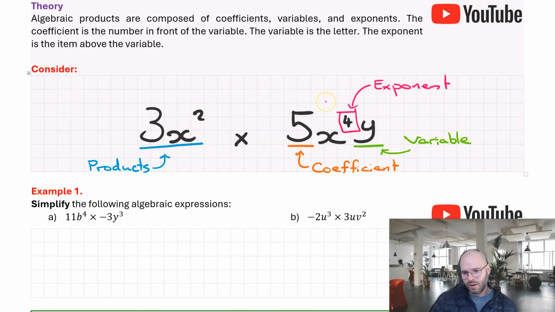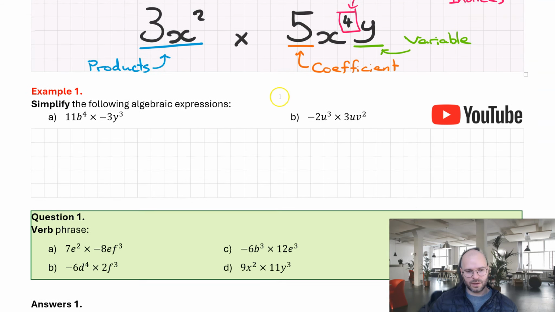Finally, notice that the y does not have an exponent. This implies that the y has an exponent of 1. When we have exponents of 1, there's no need to write it. Now, in addition to calling these exponents, we also sometimes call them powers and indices. You can call them whatever you want, but for this video series I'm going to call them exponents. Okay, let's have a look at some examples.